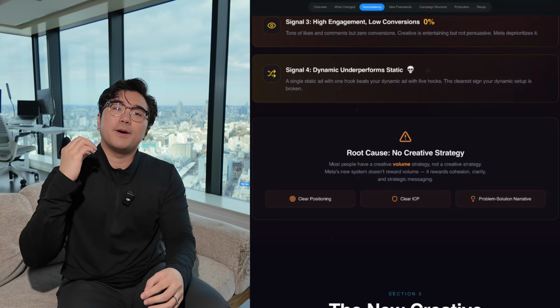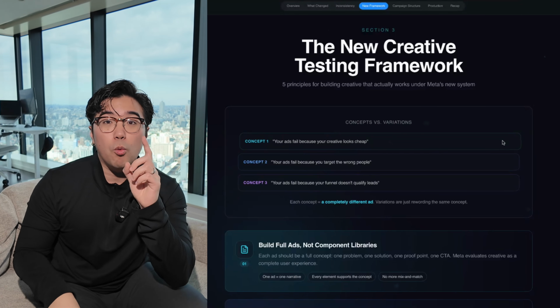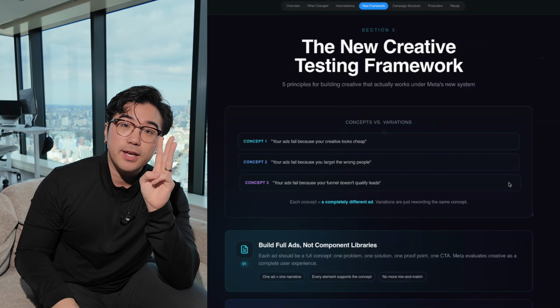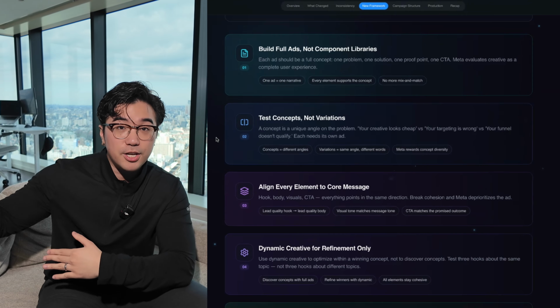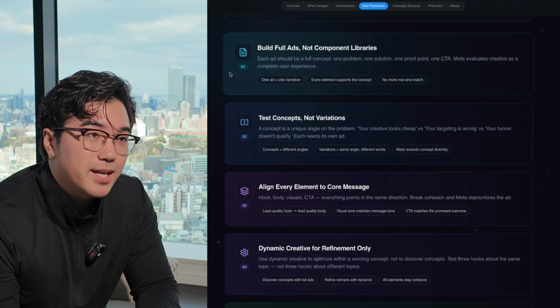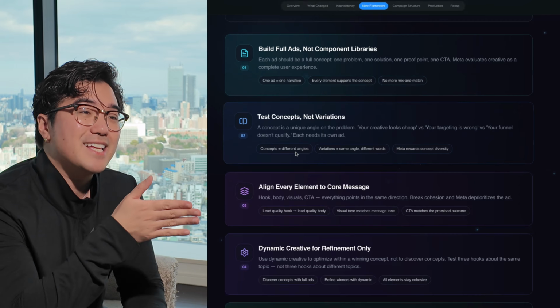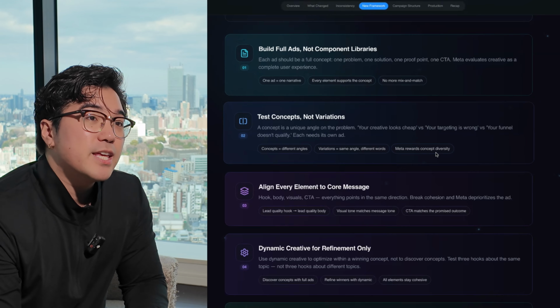All right, so now let's talk about what you should be doing instead, starting with the foundational mindset shift. Stop thinking about creative testing as building a library of hooks, bodies, and CTAs you mix and match. Start thinking about it as building a complete, cohesive ad where every element supports a single narrative. Each ad should be a full concept: one problem, one solution, one proof point, and one CTA. If you want to test 5 different angles, you need to build 5 fully fleshed-out ads, not just 5 hooks and 1 body, because Meta's new system evaluates creative as a complete user experience, not just a collection of parts.